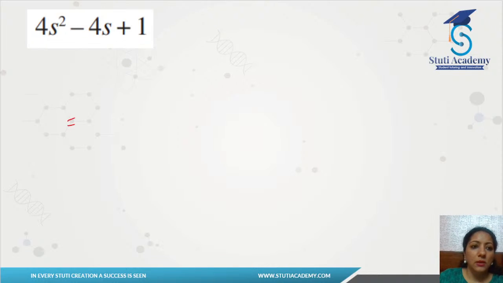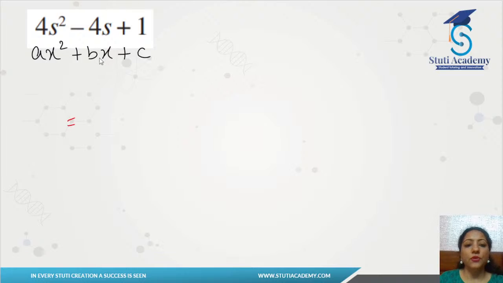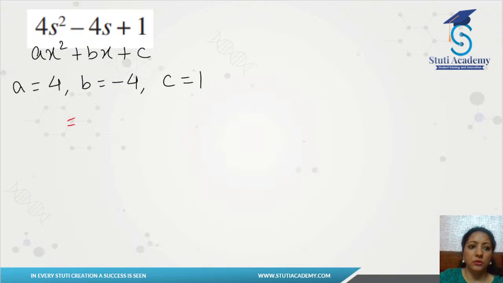and then we have to verify the relationship between zeros and the coefficients. So, the first step here is I'm going to take ax square plus bx plus c. I'm going to compare this with the standard form for a quadratic polynomial, and then we are going to get a as 4, b minus 4, c 1. We've got this.